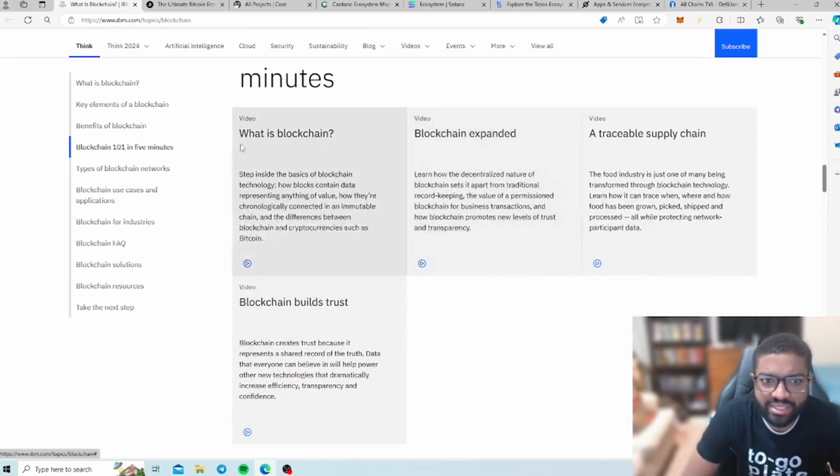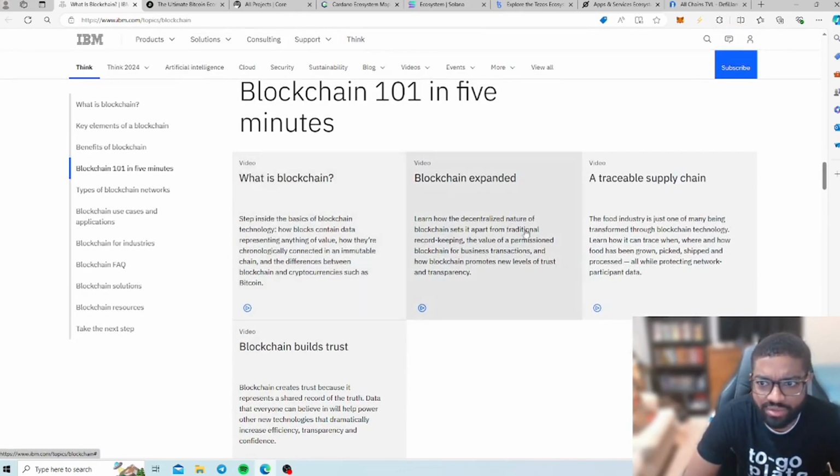So let's look in here. What is blockchain? The basics of blockchain. It goes over different things, like a traceable supply chain. The food industry is one of many being transformed through blockchain technology. Learn how food can be traced, where it is grown and picked, shipped, and processed, all while protecting the data network.